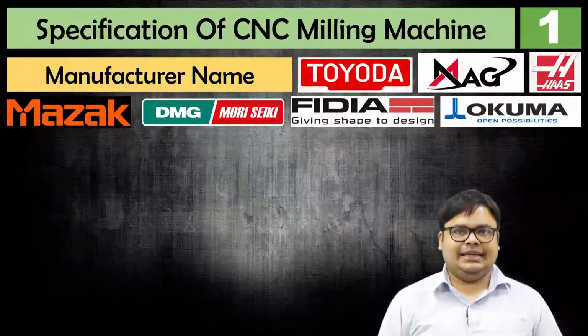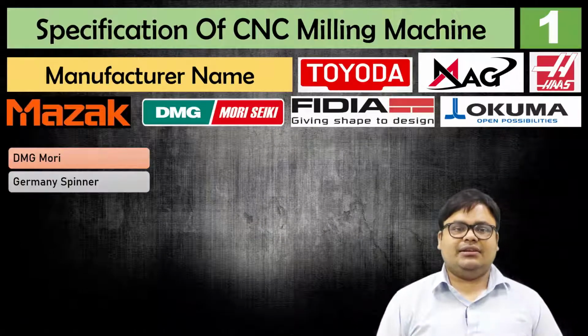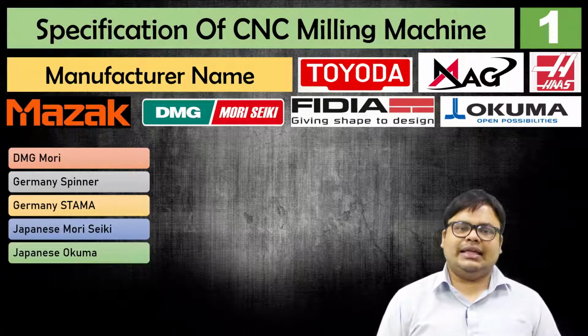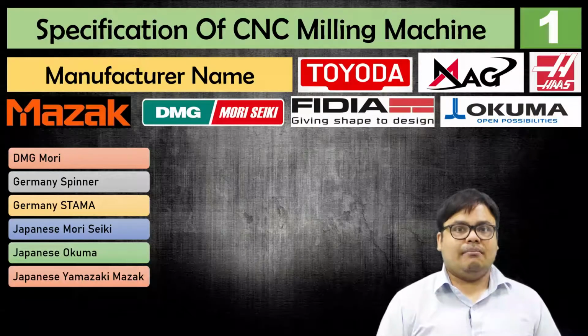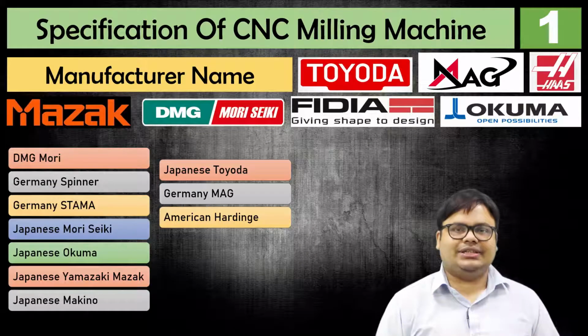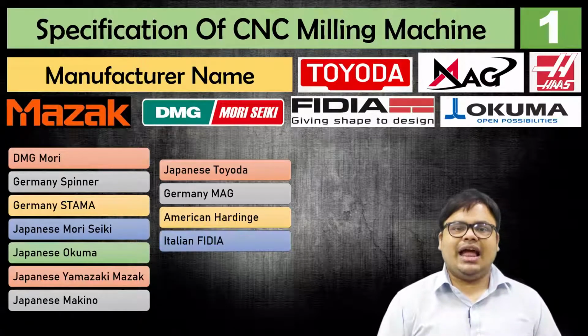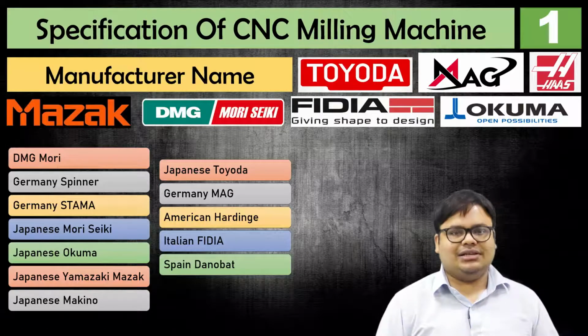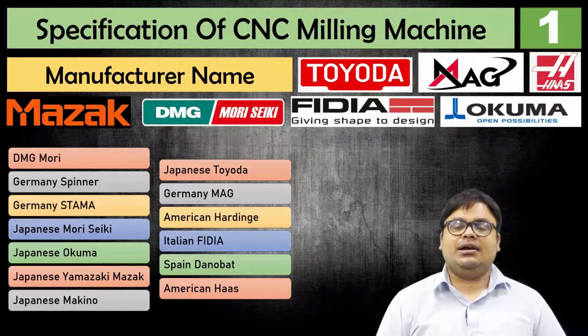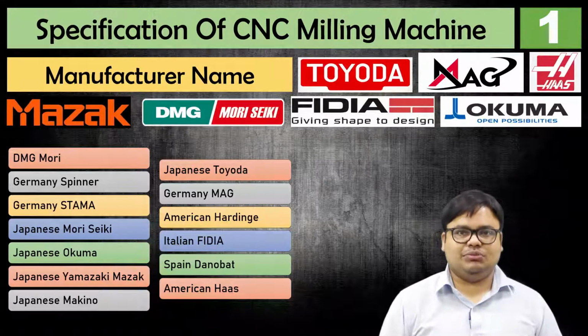They are DMG Mori, Spinner, Stama, Moriseki, Okuma, then Yamazaki Mazak, Makino, Toyota, Mag, Hardinge, Fidia, Danobat, as well as Haas. So these are some of the top rated manufacturers of CNC machines.